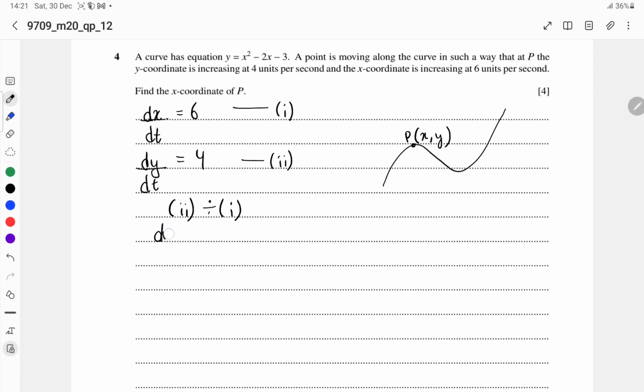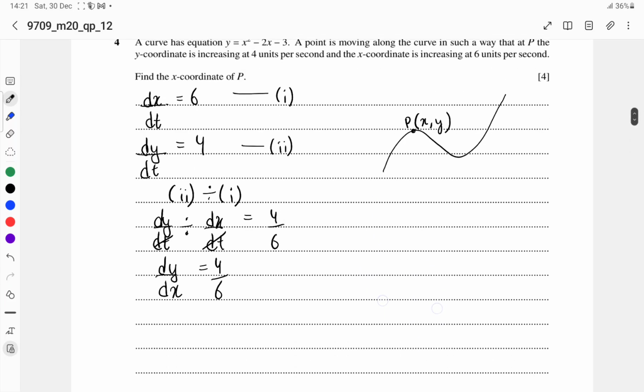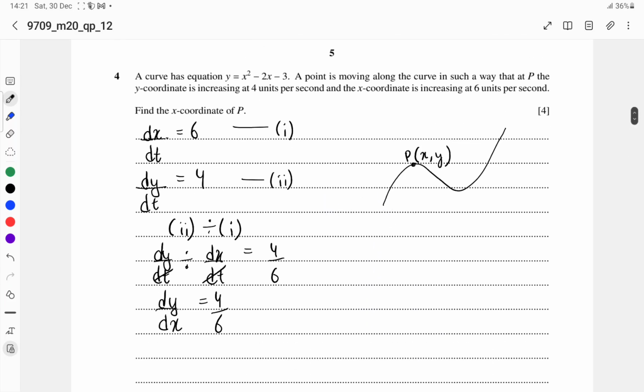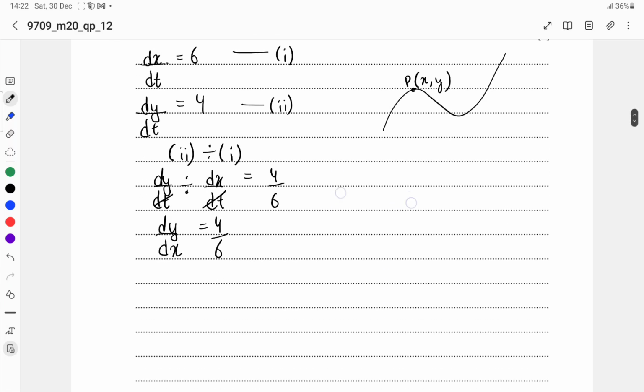So what do we get is dy by dt divided by dx by dt, we are going to get 4 divided by 6. So dt and dt are going to cancel, and we are going to get dy by dx equals 4 over 6, right? So we are getting the slope dy by dx as 4 over 6, and we have been given the equation y is equal to x square minus 2x plus 3 as well, right? So let's differentiate this as well.